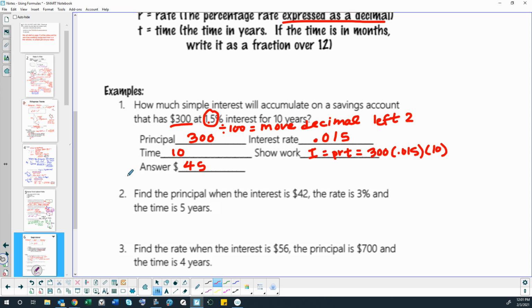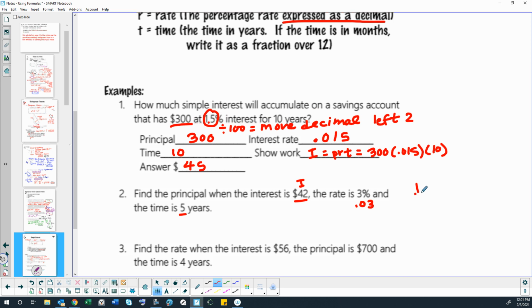Okay, let's try another example. Find the principal when the interest is 42 and the rate is 3 and the time is 5. Uh-oh, they're going to make us work backwards. So the interest this time is 42. That's I. The rate is 3%, so don't forget you have to change that to 0.03. And then the time is 5 years.